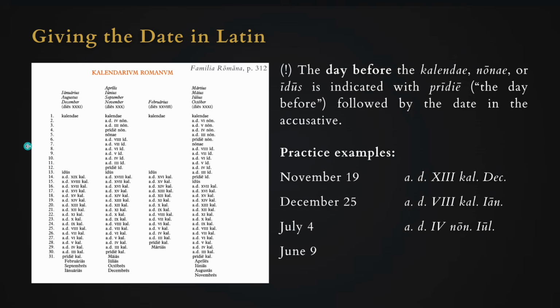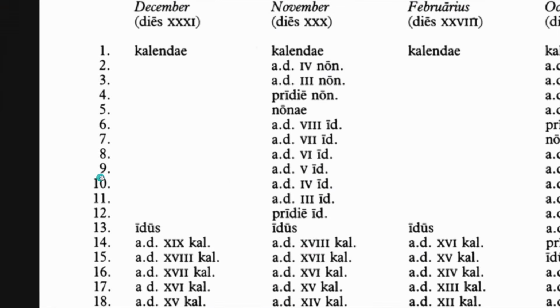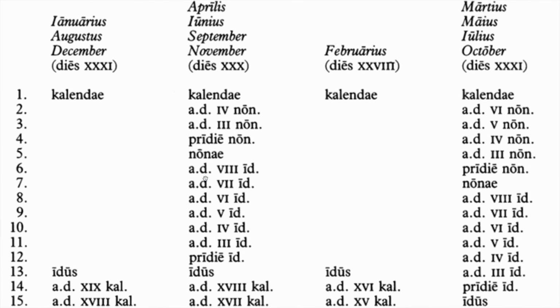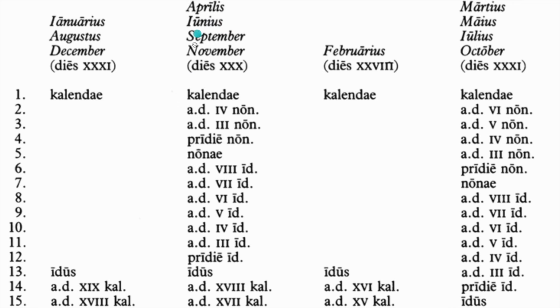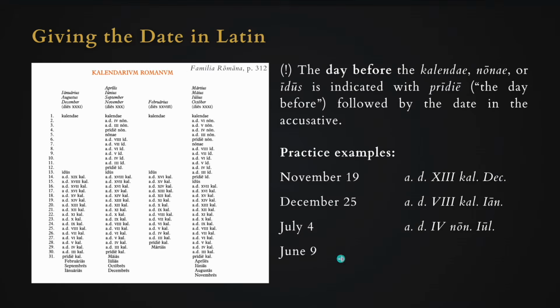June, the 9th. Once again, we look for the 9. We look for the block where June is, and that's here, Junius. Ante diem quintum idus Junias, because we are in June, right? So ante diem quintum idus Junias.